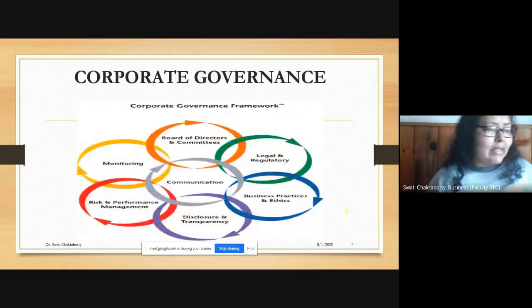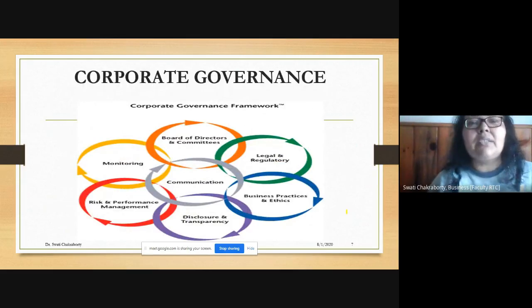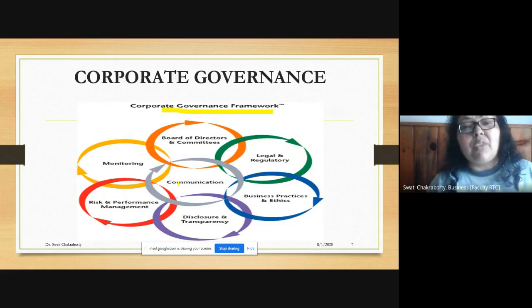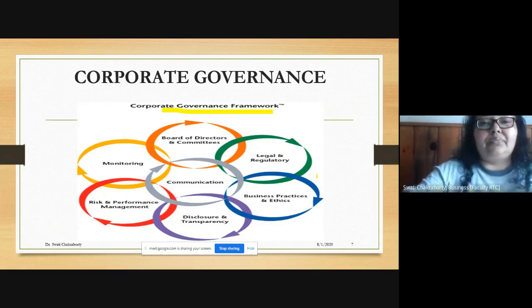Coming next is where we talk of corporate governance. If you see, this is a corporate governance framework: board of directors, laws, business practices and ethics, disclosure, transparency, risk and performance management, monitoring everything, and it needs to be communicated properly to all the entities. There is a big interrelationship, and this helps in running the corporation. We will be talking about all of these in detail.